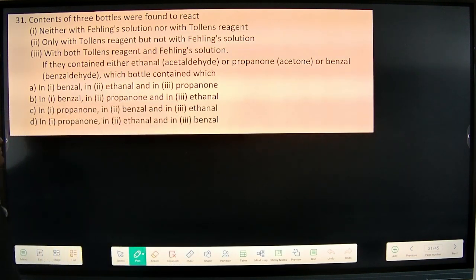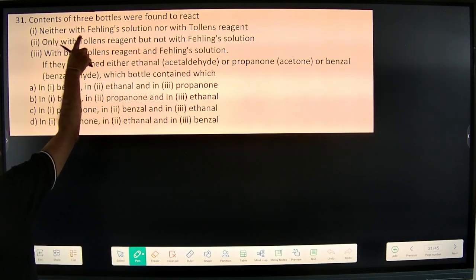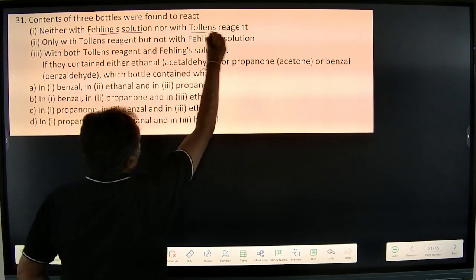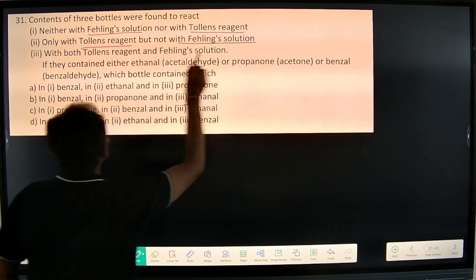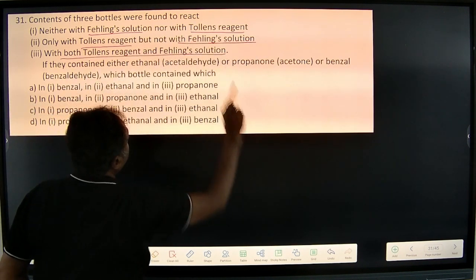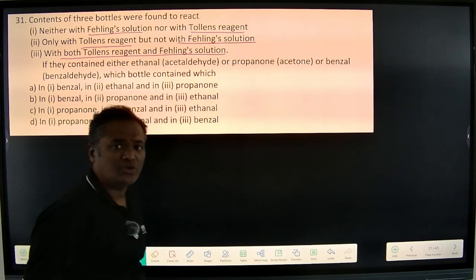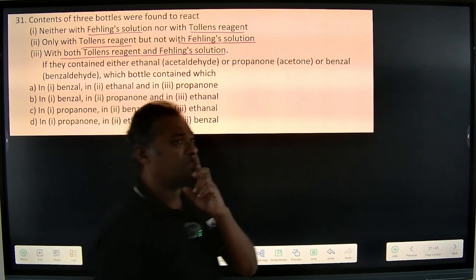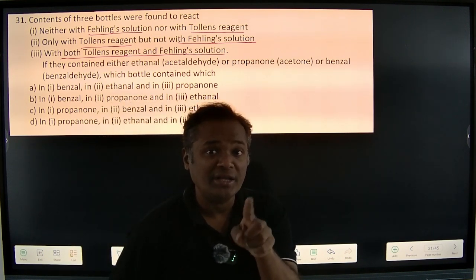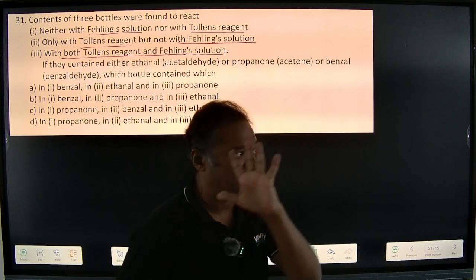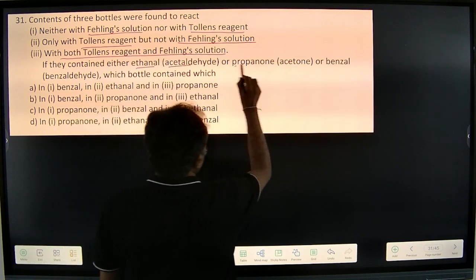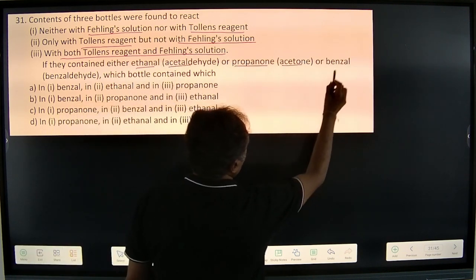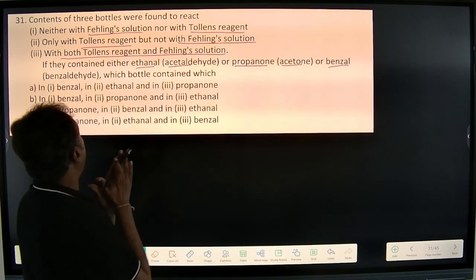Now, here what is the statement they have given? The contents of 3 bottles were found to react. The first bottle reacts neither with Fehling's nor with Tollens'. The second reacts only with Tollens' reagent but not with Fehling's, and the last reacts with both Tollens' and Fehling's. Now, Tollens' and Fehling's tests are used for aldehydes, if you remember, and one important condition: in Fehling's solution, an aromatic aldehyde, that is benzaldehyde, does not show Fehling's test. This is a concept. Now, they contain either ethanal, which has been mentioned as acetaldehyde, propanone mentioned as acetone, and benzal meaning benzaldehyde. Now, child, statement number 1, we will just check that.